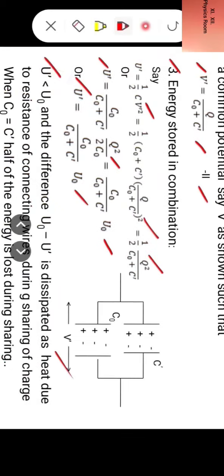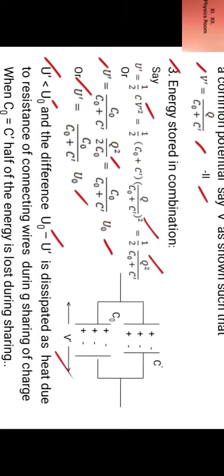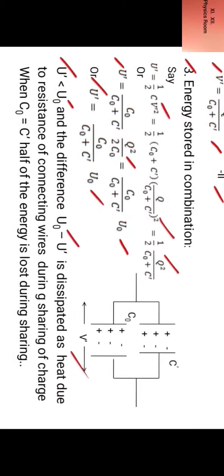Now U dash is less than U0, and the difference U0 minus U dash is dissipated as heat due to resistance of connecting wires during sharing of charge. So when C0 is equal to C dash, half of the energy is lost during sharing, because in that case U dash will be equal to half U0.